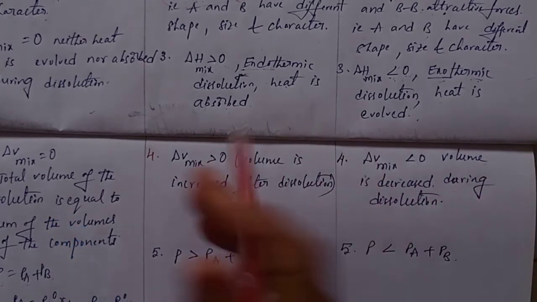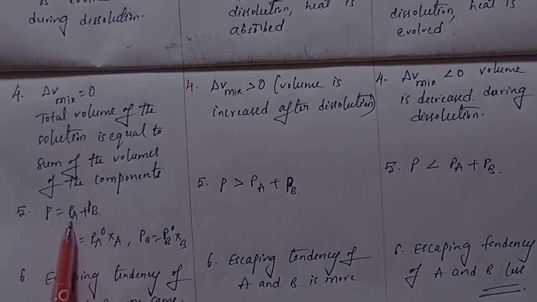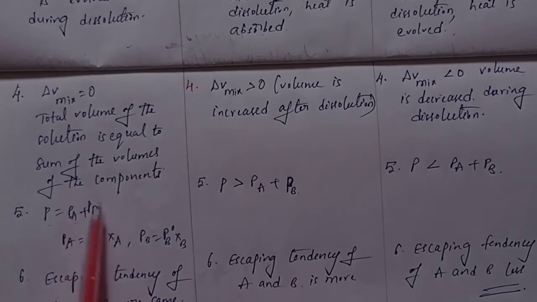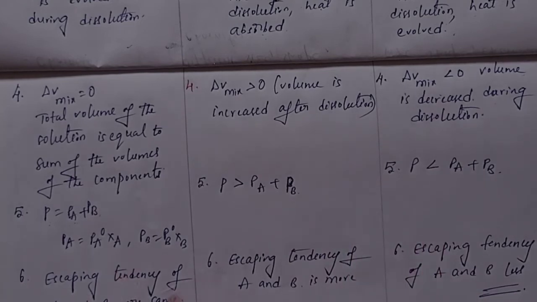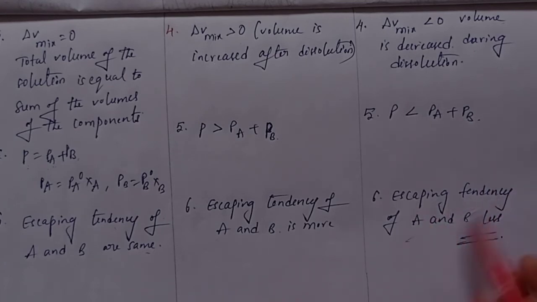So volume is decreased. In the ideal case, the total pressure of the solution is equal to Pa plus Pb, because of the same attractive forces. The vapor pressures of components A and B, the sum of both, are equal to the total pressure. Here P is greater than, here P is less than. Here escaping tendency of A and B components is the same, because of the same attractive forces. So here escaping tendency of A and B is more, because A-B attractive forces are weaker. Here escaping tendency of A and B is less, because attractive forces are greater. So that's why they cannot escape easily.